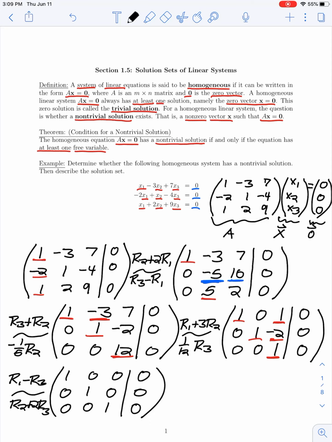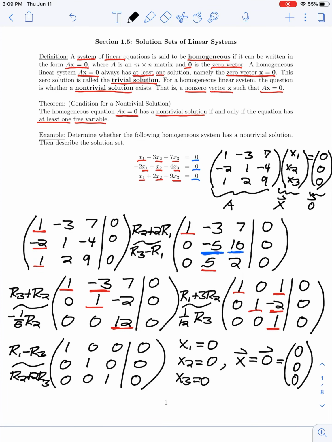So what we find by looking at the equations that these rows represent, well, my first equation says that x1 has to equal 0. My second equation, or second row, says x2 has to be 0. And my third row says x3 has to be 0. Or in vector form, the vector x has to be the 0 vector. That is the vector of all zeros. So here we only have the trivial solution. There is no non-trivial solution of this system since we didn't have a free variable.